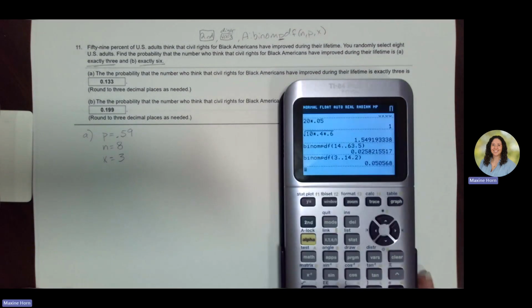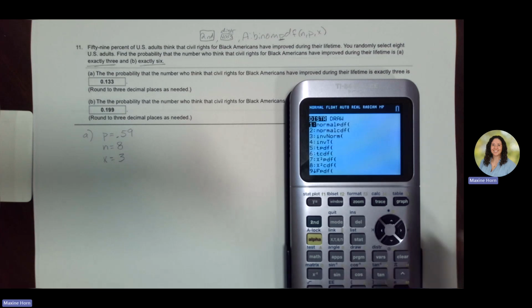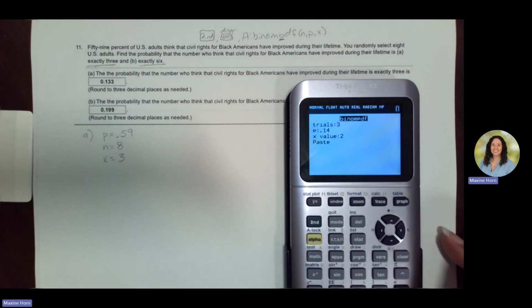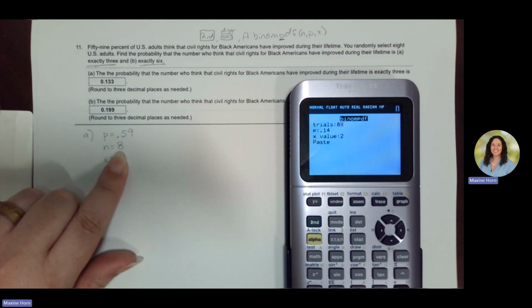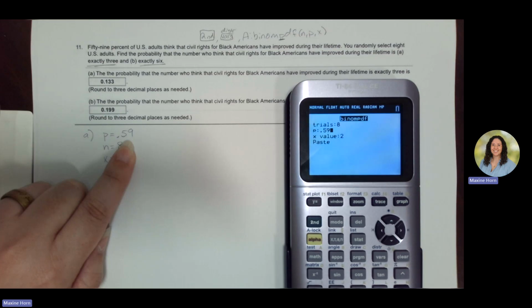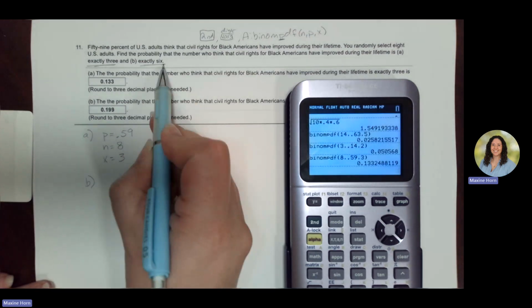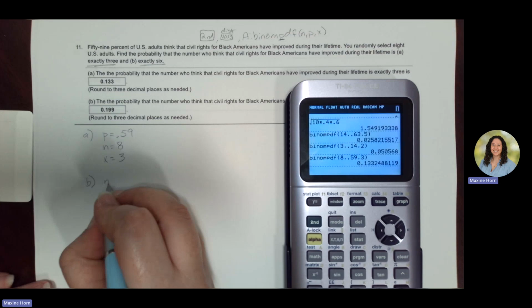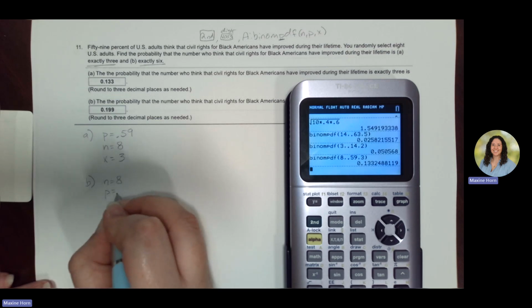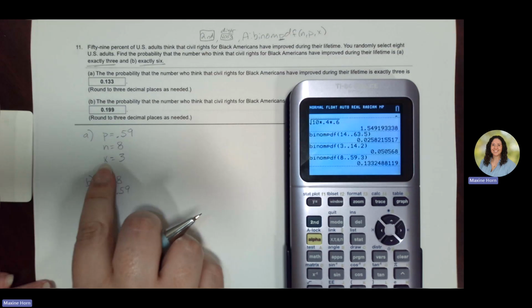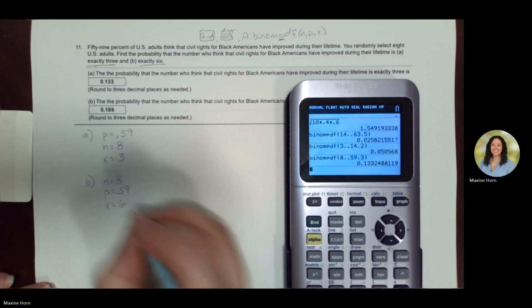So we're going to go 2nd VARS. I'm going to do the alpha math to go directly to A. My n is 8. Make sure I don't mix these up this time. My p is 0.59. And I'm saying I want exactly 3 people to be successes. So that's how we're getting, rounded to 3 decimals, 0.133. Now for B, they want exactly 6. Everything else is going to stay the same. My n, I'm going to put them in the right order this time, my p, but my x, my number of successes, is going to go from 3 to 6.